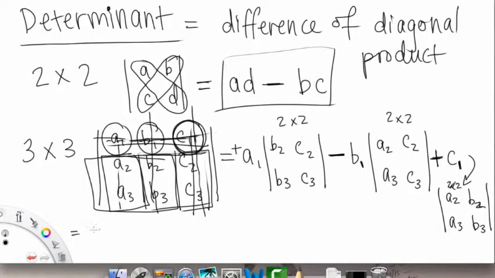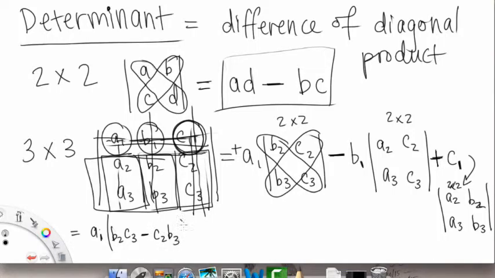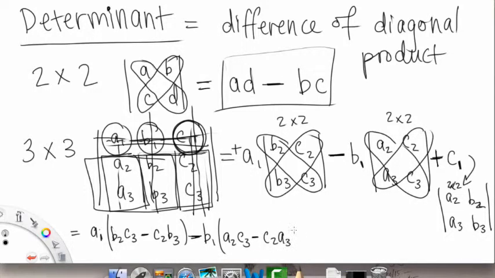So now we have, starting from the beginning, A sub 1 times what? We have to take the product of the first diagonal, so B sub 2 times C sub 3, and subtract the product of the other diagonal. So that would be C sub 2, B sub 3. Okay, so that takes care of the first term, and now we're moving on to minus B sub 1. We have to do the same exact thing for this 2 by 2. So we're going to do A sub 2, C sub 3, minus the product of the other diagonal, and we have C sub 2, A sub 3.